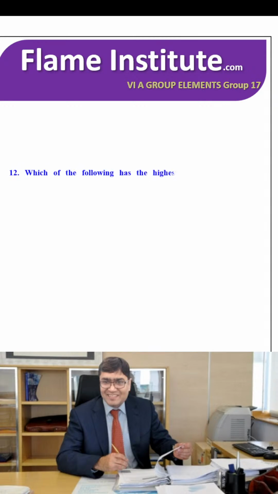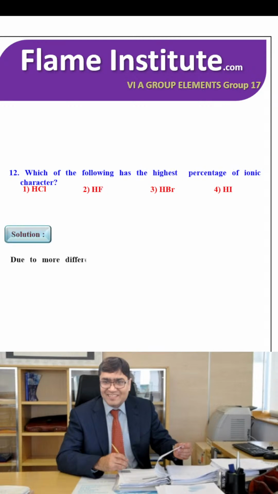Which of the following has the highest percentage of ionic character? HCl, HF, HBr or HI. The right solution is: due to the more difference in electronegativity, HF has the more ionic character, so HF is the right option.